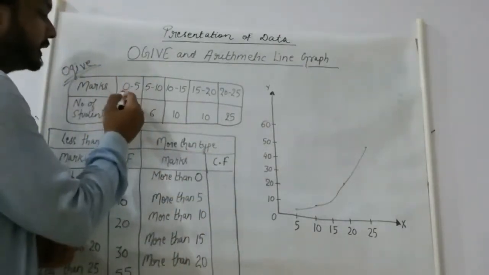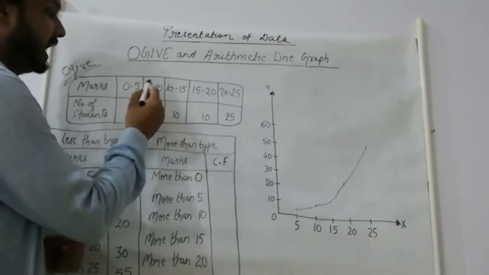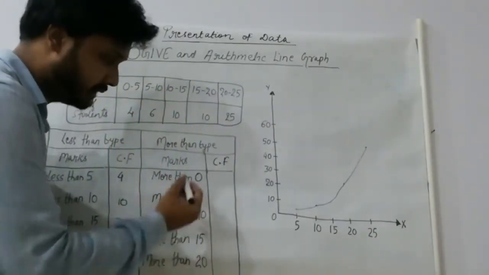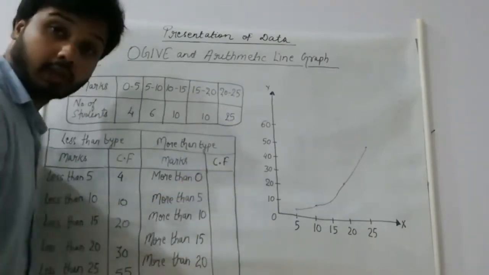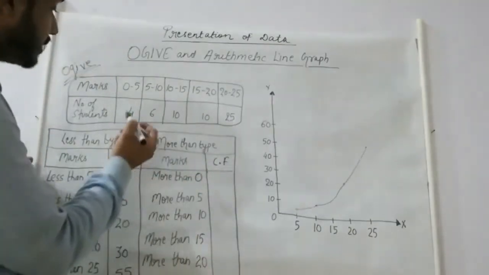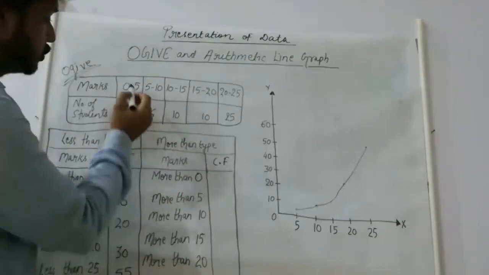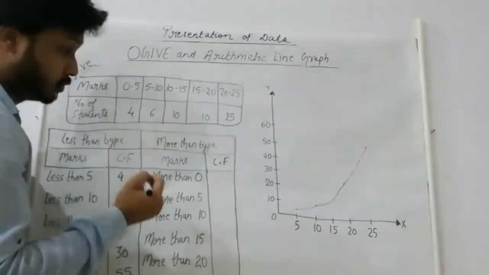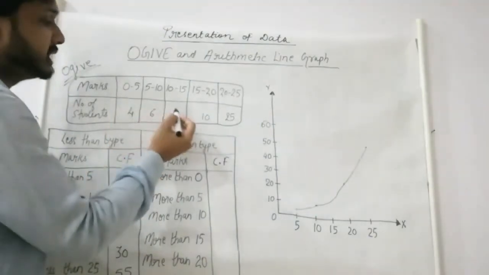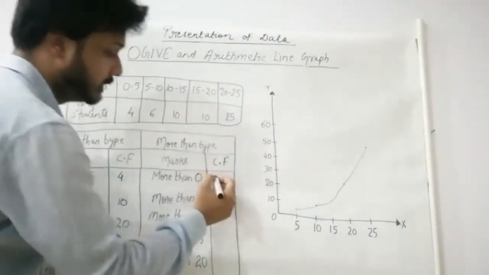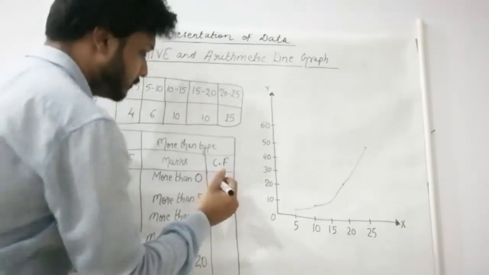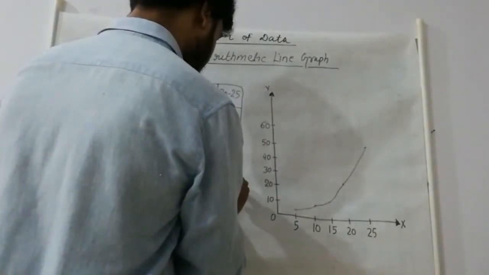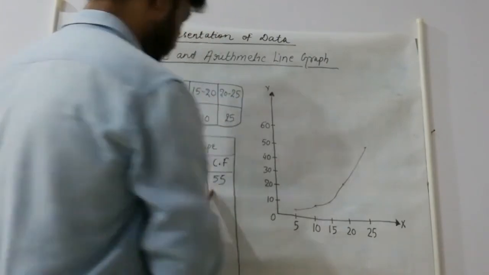So in more than we take the lower limits 0, 5, 10 like this. So more than 0, more than 5, more than 10, we have written this. Let us take out the cumulative frequency. More than 0. Everything will come in more than 0. So 4 plus 6 plus 10 plus 10 plus 25, it will be 55. We will write here 55.